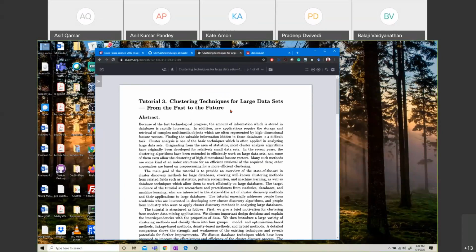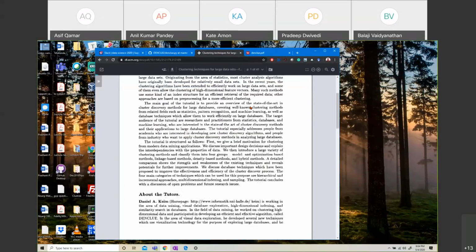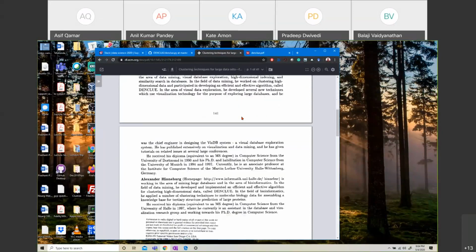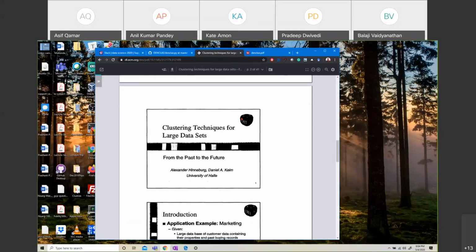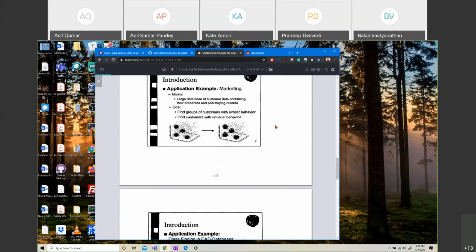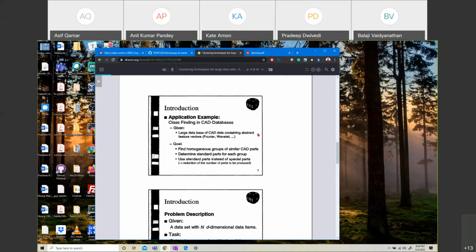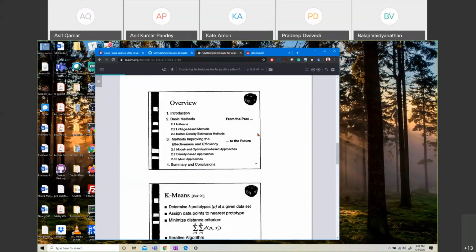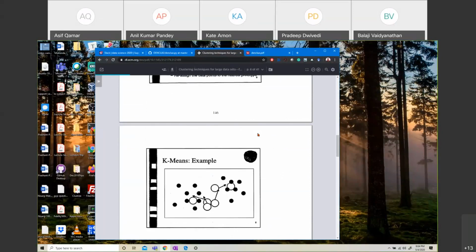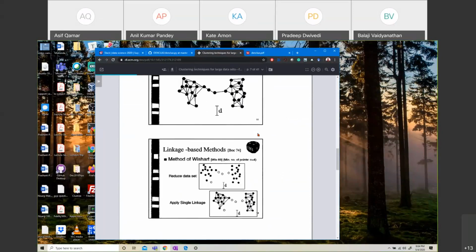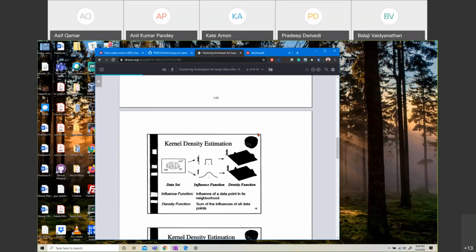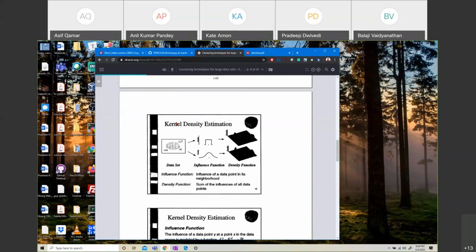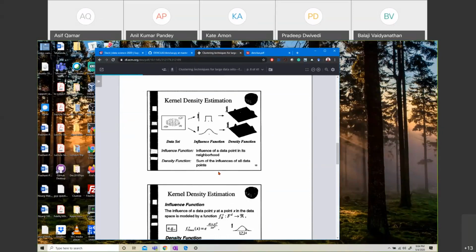Okay, clustering techniques for large datasets. Okay, about the tutors. Let's see how good tutors they are. Clustering techniques for large datasets, application to marketing. So hopefully they'll come to k-means. We know these linkages. Yeah. Kernel density estimations. This is the thing we are coming to.